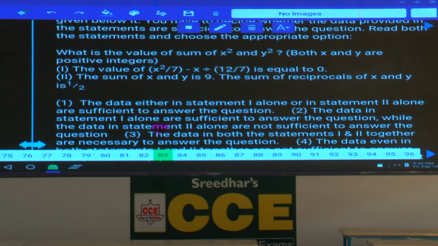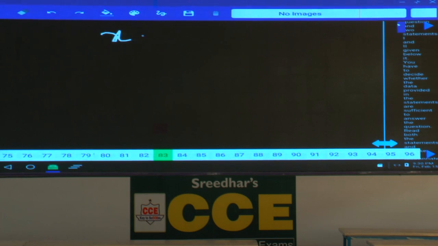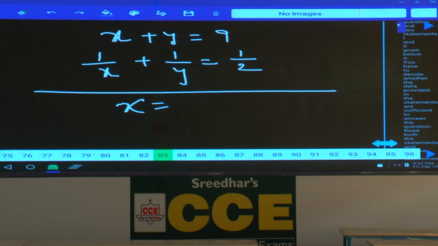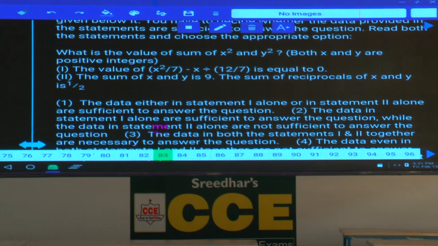Statement 2: The sum of x and y is 9. The sum of reciprocals of x and y is 1 by 2. So here you have x plus y is 9, and 1 by x plus 1 by y is equal to 1 by 2. How many variables are there? How many equations are there? Using this, can we calculate individual values for x and y? Is 2 alone sufficient to answer x square plus y square? Is it possible? Yes.